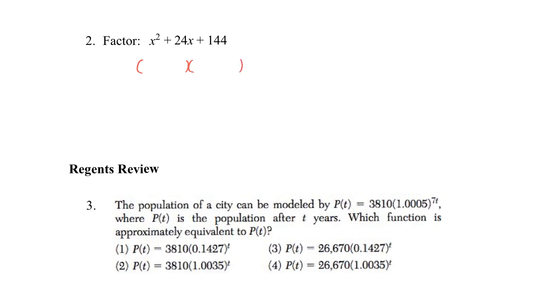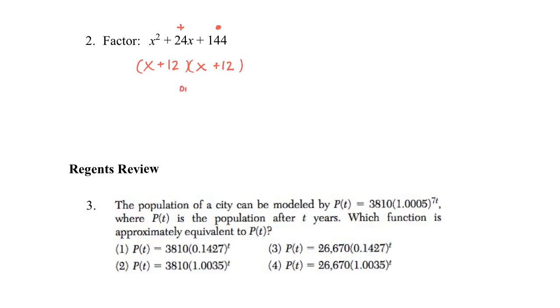Regular trinomial, so I'm going to put my parentheses. x times x gives me x squared. And now I need two numbers that multiply to 144 and add to 24. And some of you savvy people got it already. Well, that's just 12 and 12. 12 times 12 is 144. 12 plus 12 is 24.